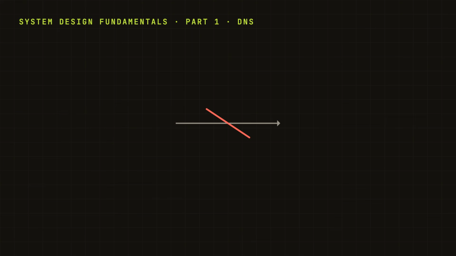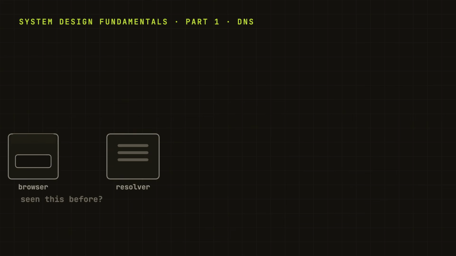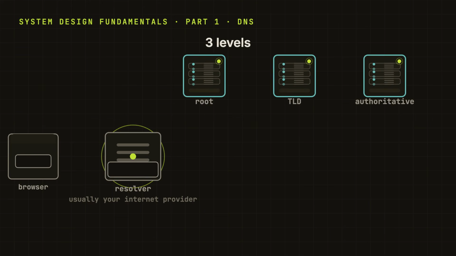It is not one single lookup, it is a chain of them. When you press enter, your browser first checks its own memory. Have I looked up this name recently? If not, it asks a recursive resolver. This is a server, usually run by your internet provider, whose whole job is to go and find the answer for you.